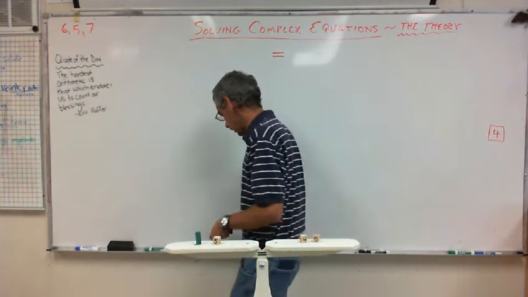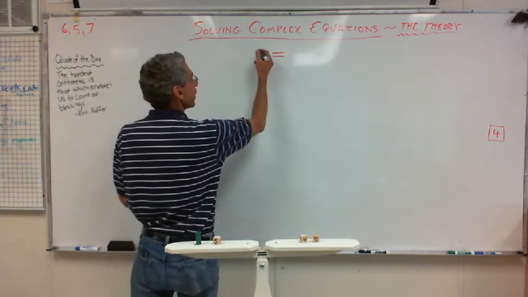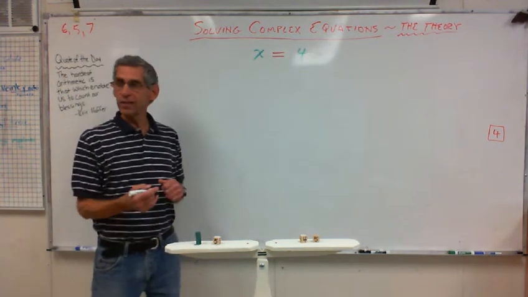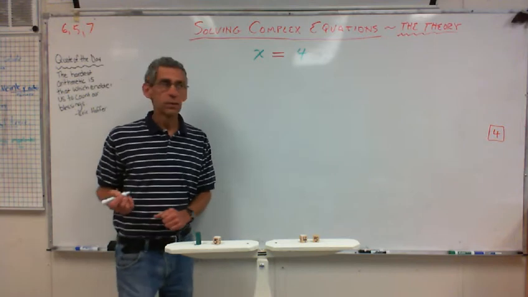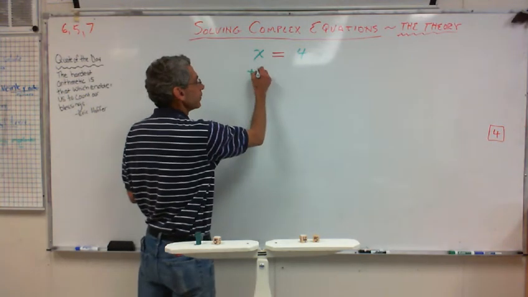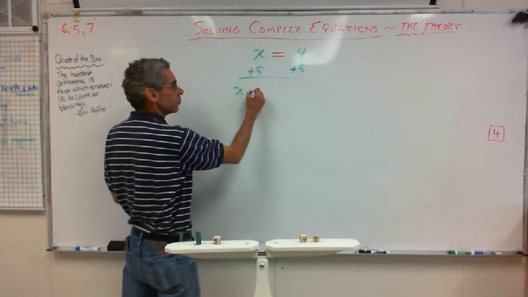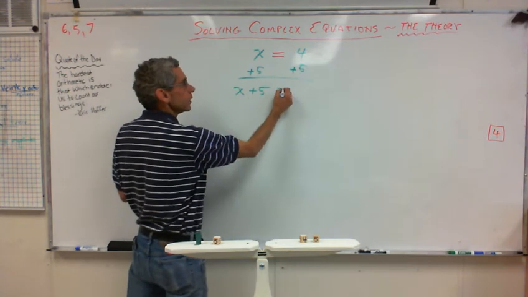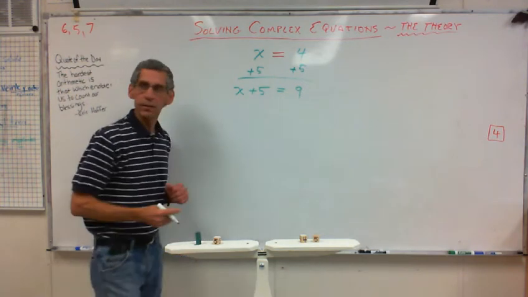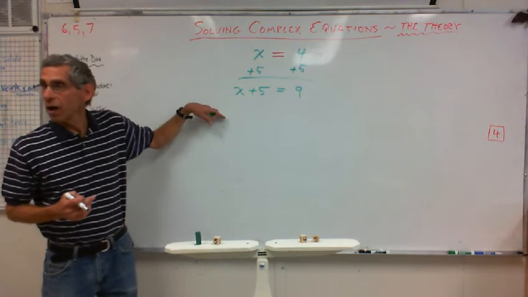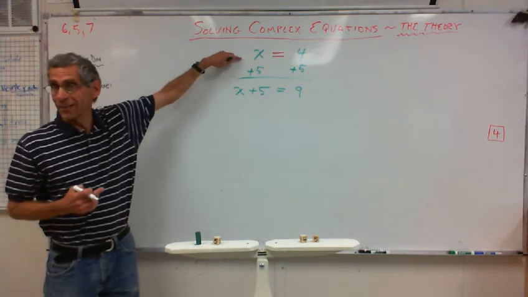So let's just think about this for a second. What did we just do? We started with x equals 4. Would you agree with me? Yeah. And what did we just add to both sides? 5. So we added 5 to this side, and we added 5 to this side. So we have now x plus 5, you agree with me, equals 9. Right? Yes. Oh, so we're making it, ultimately, our equation, we're trying to get it down to here, x equals, right?